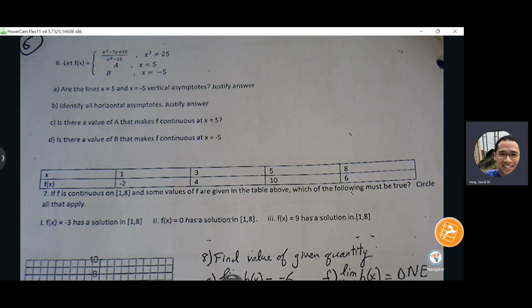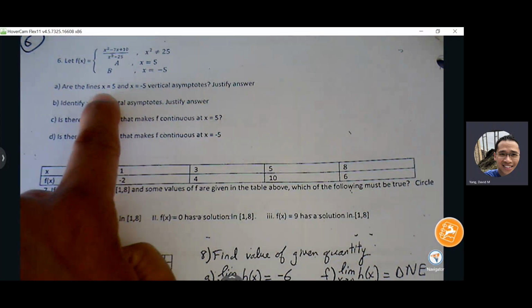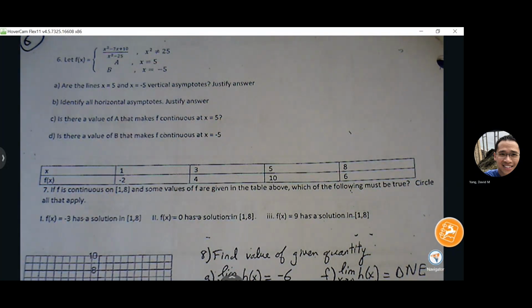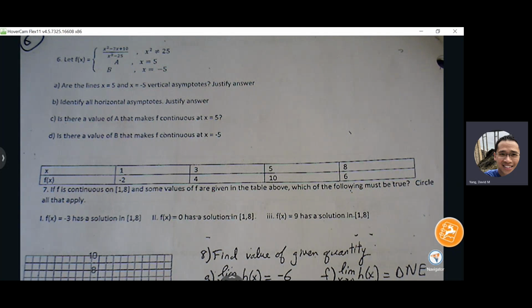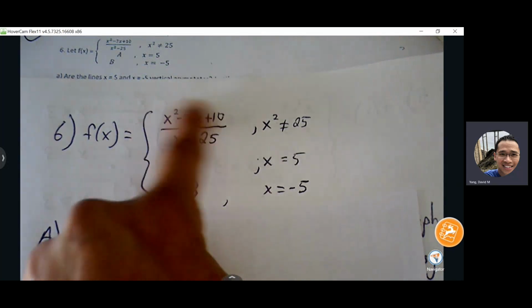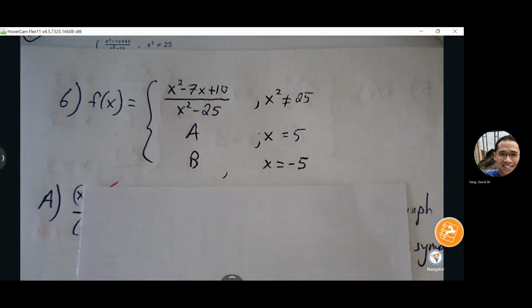Okay, number 6, we have the function. Are the lines x equals 5 and -5 vertical asymptotes? Well, we know we can determine the vertical asymptotes from the denominator of your function, but we need everything factored out, right? So see if we can spend the time to factor out that function there. See if you can decide where that asymptote is.